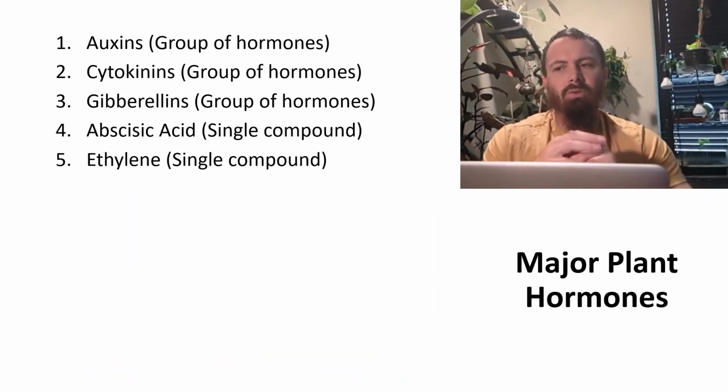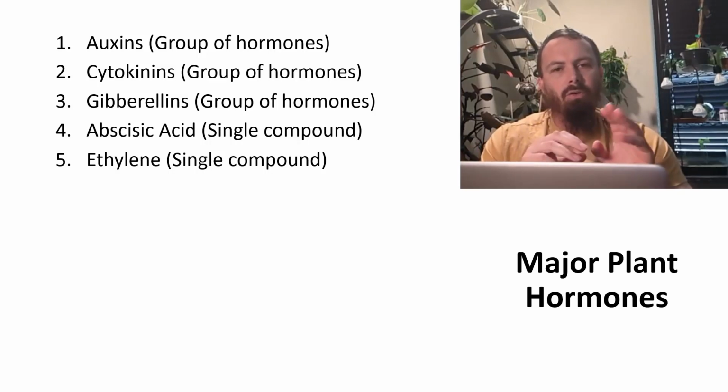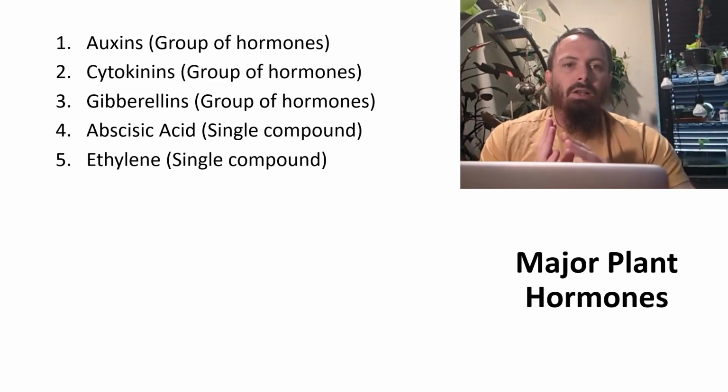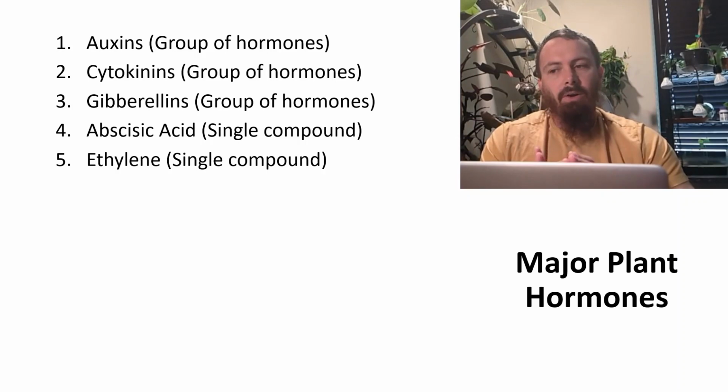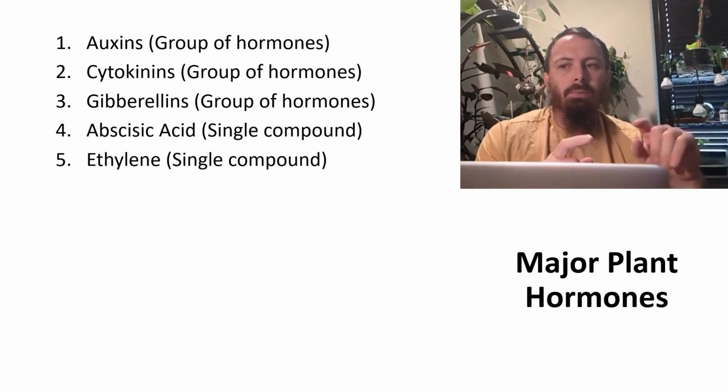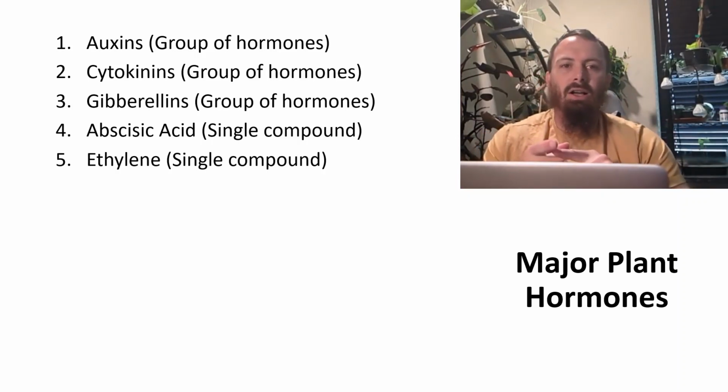So the major plant hormones, there's a lot of different plant hormones. There's three main groups of hormones we're going to talk about, and then two specific hormones. So the biggest one is auxins. So we'll be talking mostly about auxins and their role in plant growth. We'll also be talking about cytokinins, gibberellins, abscisic acid, and ethylene.